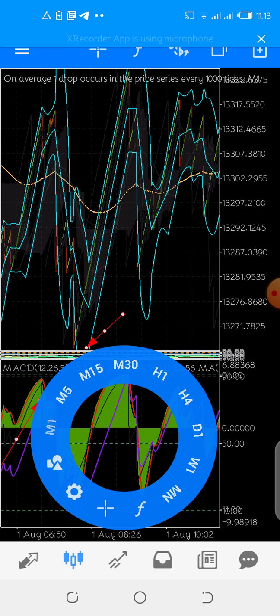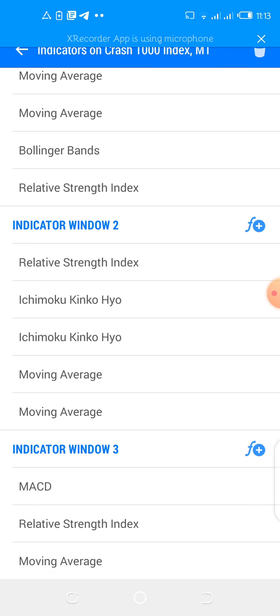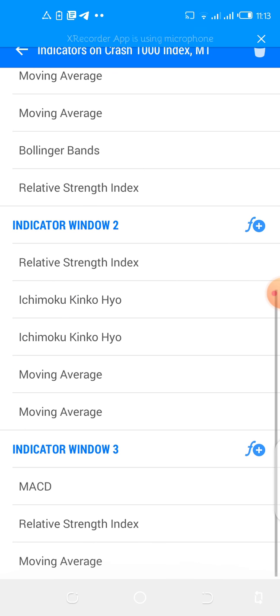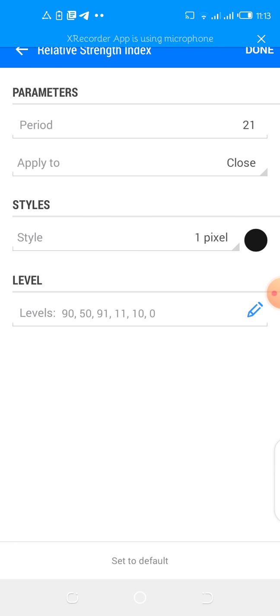MACD. These are the settings for the MACD: 12, 26, 5, apply to close. You can put whatever colors you want. And the MACD, you place it in the RSI window. This is what I was saying, we put the RSI as a silent color. I've put it black because my background is black, but of course when it is portrayed on top of the MACD, it will show where it's passing. But I want it to be silent.